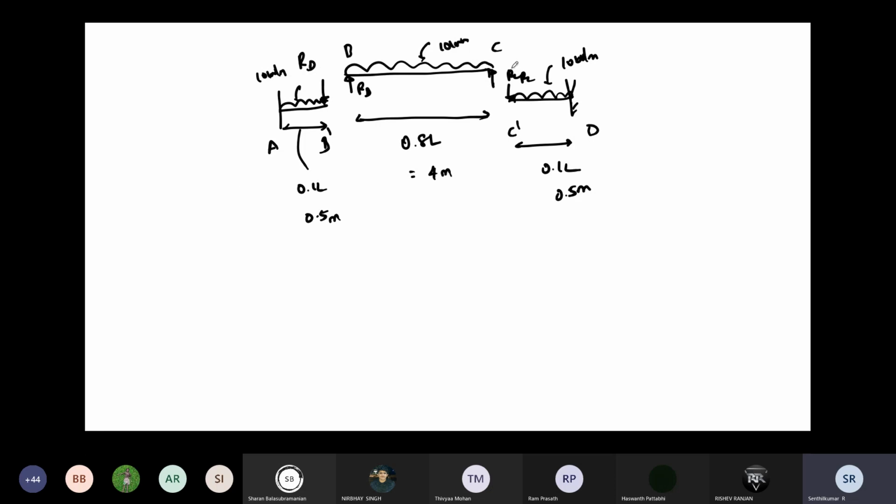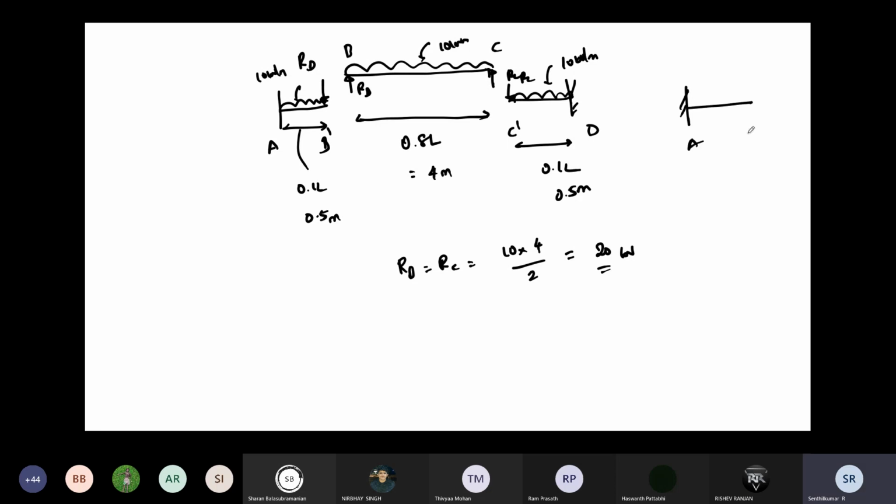So now I just want to find out the RB and RC. So what will be your value? WL by 2, right? RB equal to RC equal to WL by 2. 10 into 4 by 2, how much? 20. It's WL by 2 only, right? Yes or no?